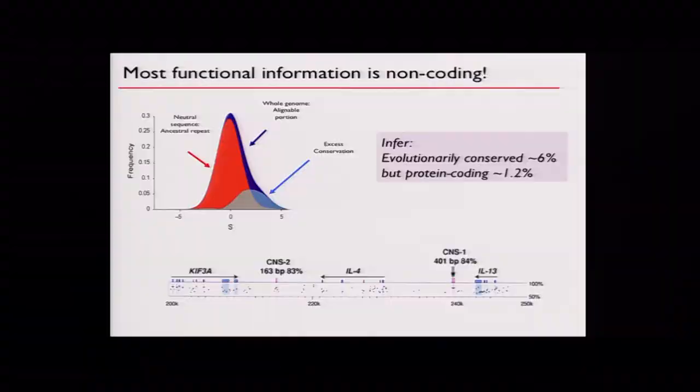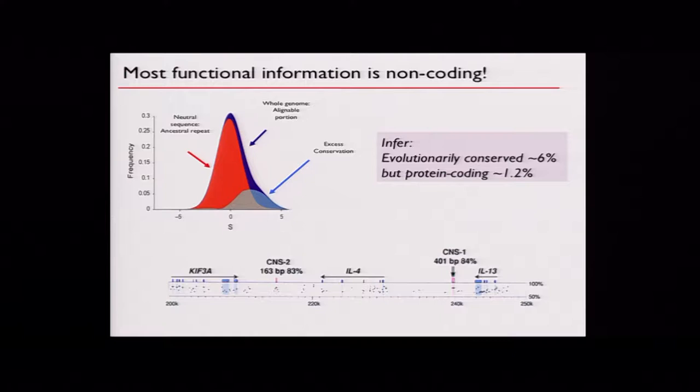Because in fact, by doing evolutionary comparison, computational analysis, we can show there's only 21,000 genes in the genome. I can't give you the argument, but I can tell you that that's about right. But we also find that, to our surprise, while there are fewer genes, there's much more important information. Evolution has conserved, again computationally, about 5 or 6% of the human genome, but only 1.2% encodes proteins.